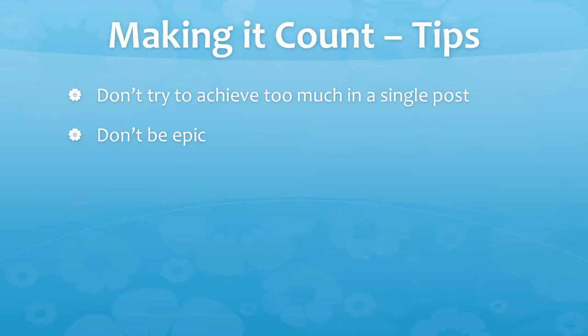Don't try to achieve too much in a single post. This is another tip. Don't be epic. Don't be like, this post is going to tell you everything that you need to know about corn. I don't know why I keep going back to corn. You typically want to pick one thing. Most blogs are between 400 and 500 words. They're really short. Again, because of the attention span that people have online, it doesn't lend itself to being epic. So don't be epic in your posts.